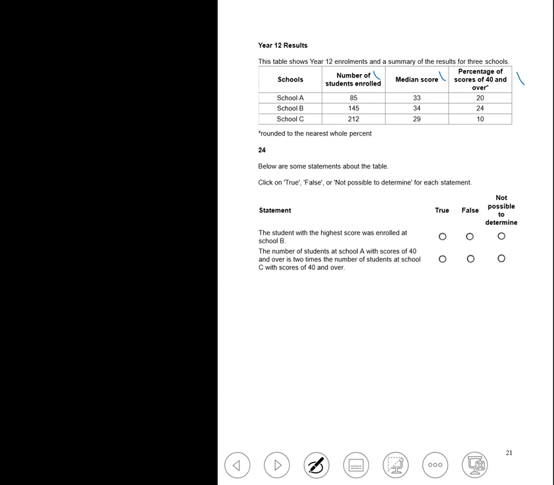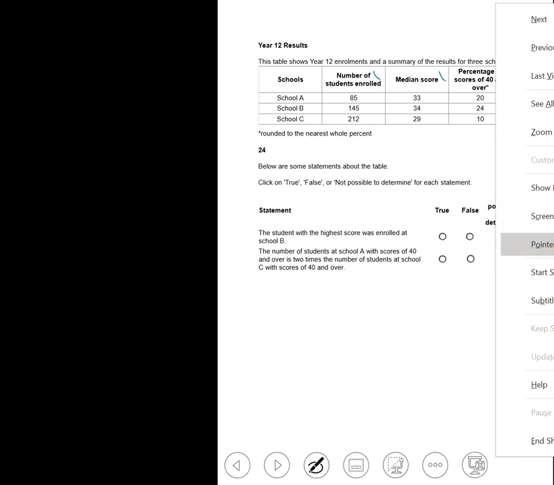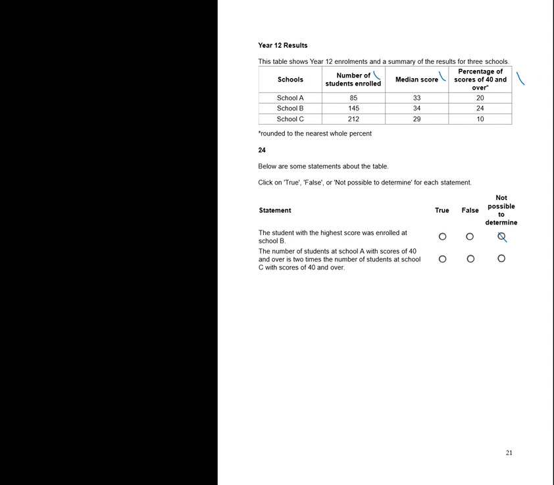So it could have been figured out if the median scores were, oh actually no, it couldn't be figured out with median scores. You need to know maximums. So you don't know maximums, you can't figure this one out. It doesn't have enough information. So we have to put across there.